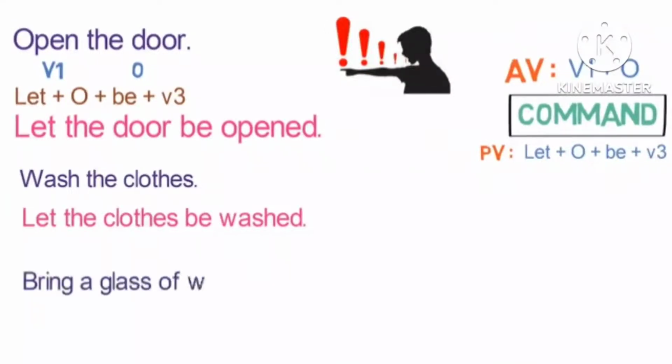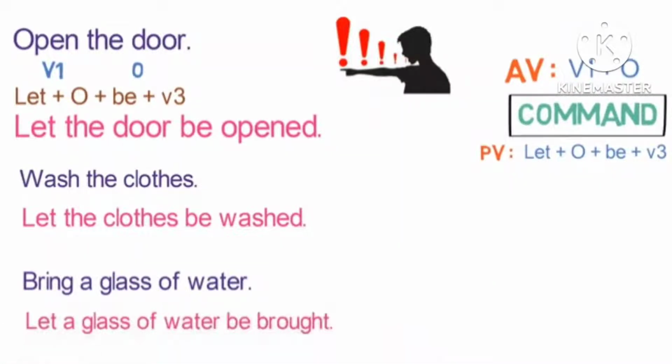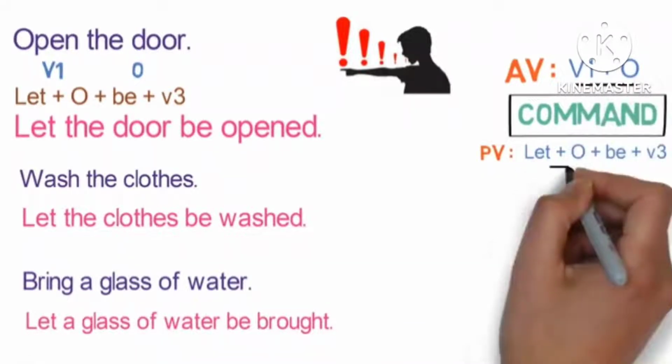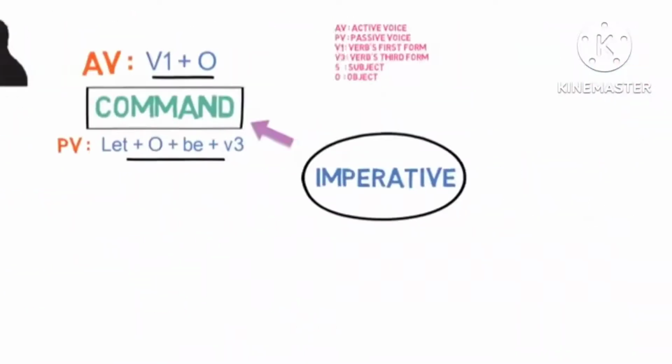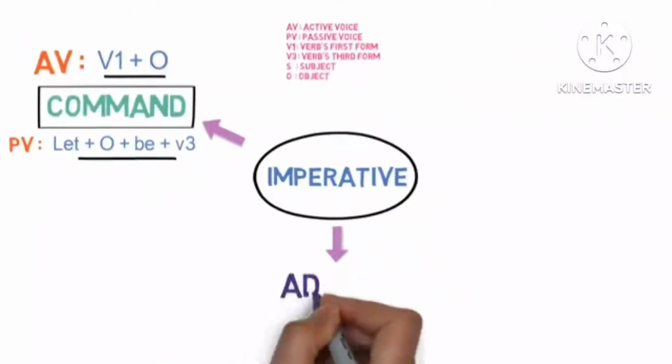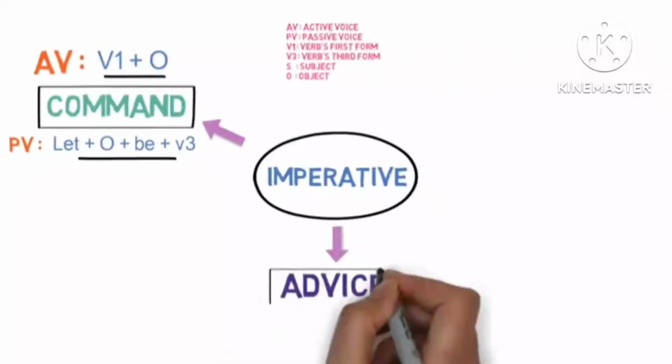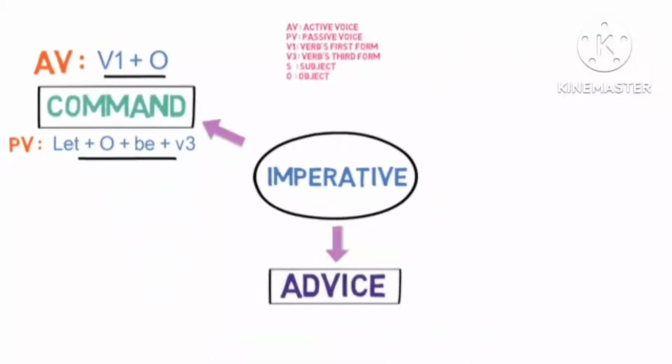Bring a glass of water. Converting it to a structure let plus object plus be plus verb's third form, it becomes let a glass of water be brought. Do remember the structure of active and passive voice in case of order or command. Now, let's look into examples where advice or suggestion or a moral duty is given.